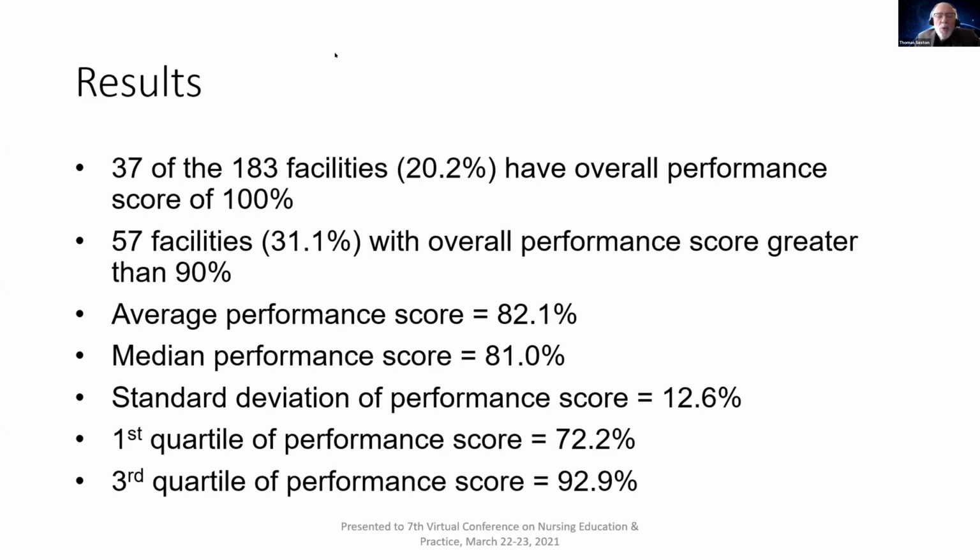The first quartile of the performance score is 72%. What that tells us is that 25% of the hospitals have a performance score less than 72%. So that's kind of low. It's a low C, and so it's not very good performance. But the third quartile is 93%, so that means a quarter of the hospitals have a performance score of at least 93%. Next slide, Chris.